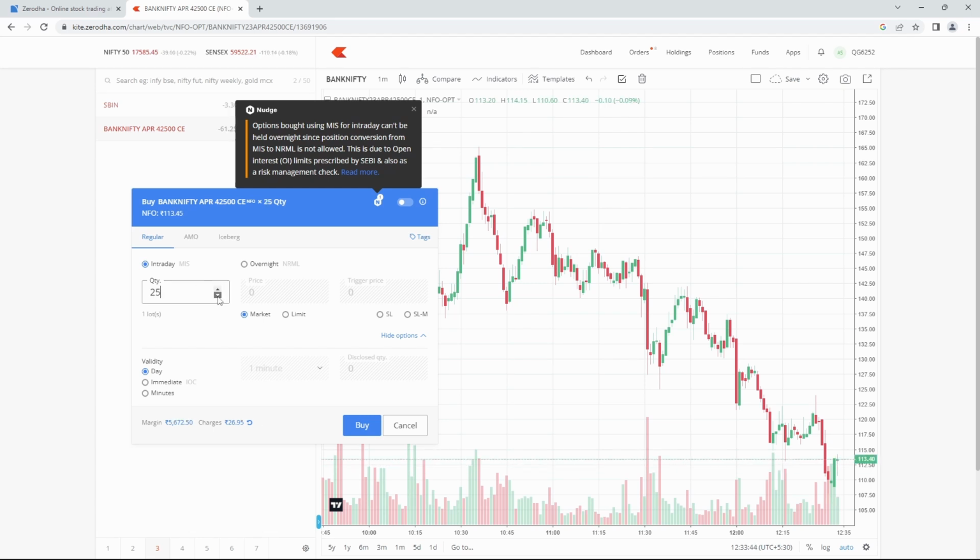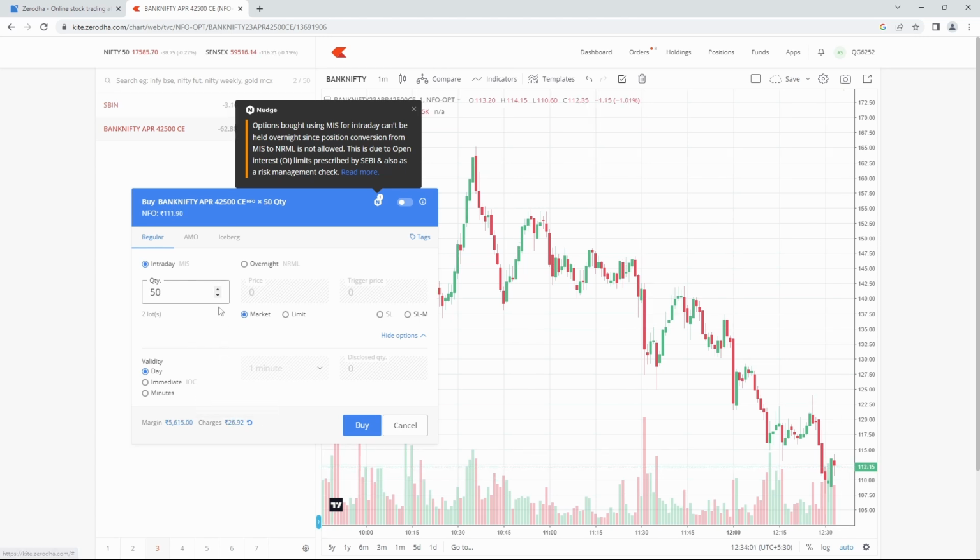For example, if I want to place this particular order with the minimum lot, I have to place it with 25 quantities. Let's try to execute this order, and before that, we will understand that Zerodha is taking 25 rupees of charges on this particular order execution, and as I increase the lot, the charges will increase slightly. And as you can see, the moment I increase the lots, the margin required, basically the balance required to execute this particular lot, has increased.